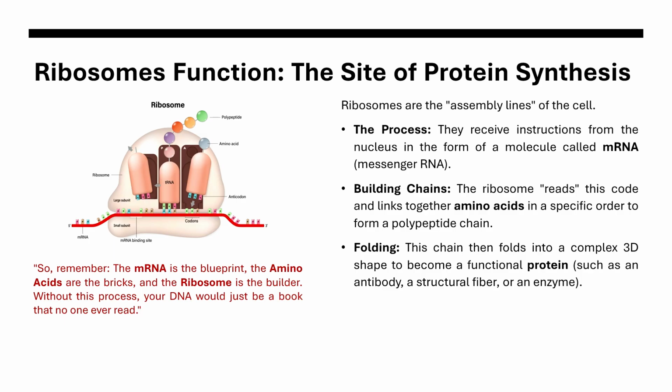This messenger RNA carries the genetic blueprints directly to the ribosome, and the ribosome then locks onto this strand and begins to read the code one letter at a time. As the ribosome reads the code, it calls for specific building blocks called amino acids. It links these together in a very precise order to form a long flexible string called a polypeptide chain.